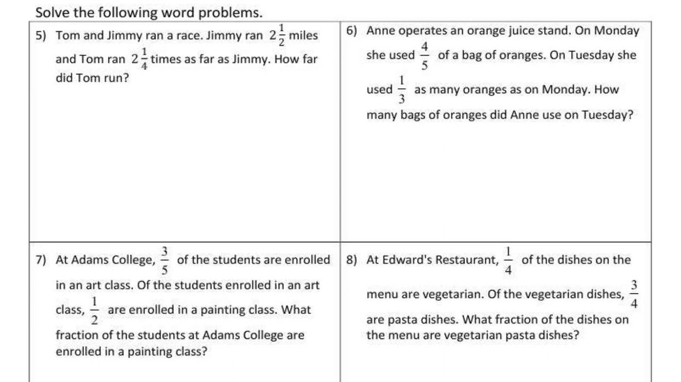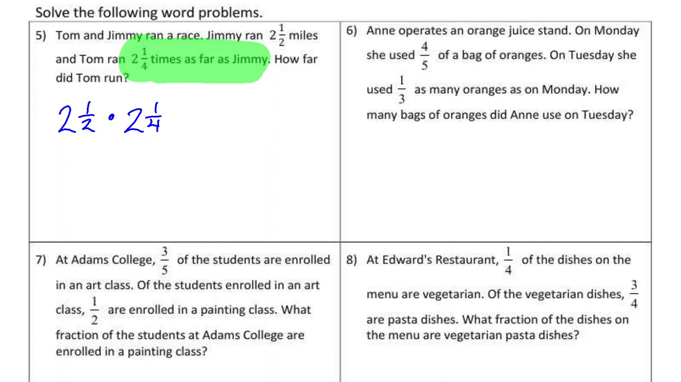So if we look at number 5, Tom and Jimmy ran a race. Jimmy ran 2 1/2 miles and Tom ran 2 1/4 times as far as Jimmy. How far did Tom run? So the important information in this one is it did 2 1/4 times as far as Jimmy. So you're multiplying that 2 1/4 times the length that Jimmy ran. So you're doing 2 1/2 times 2 1/4. And that's how you would set up that problem. And you already know the skills to solve it.